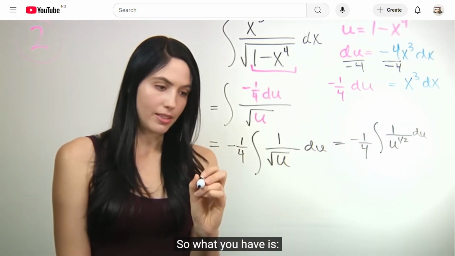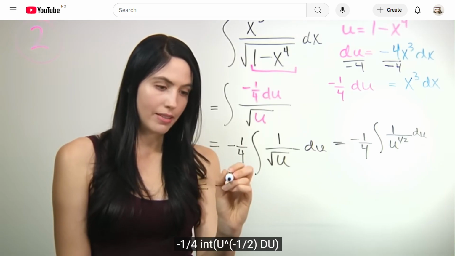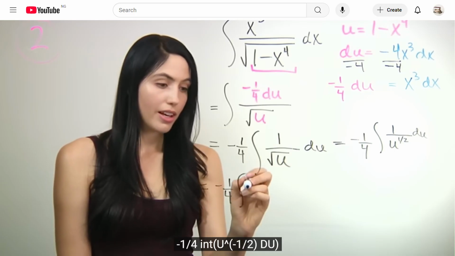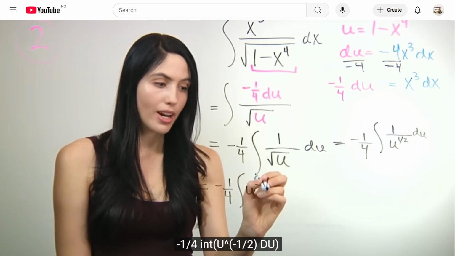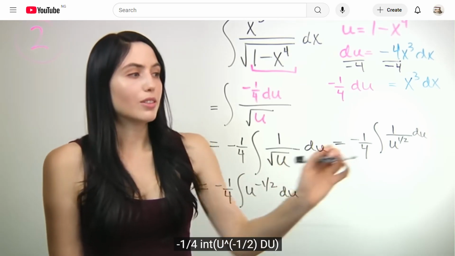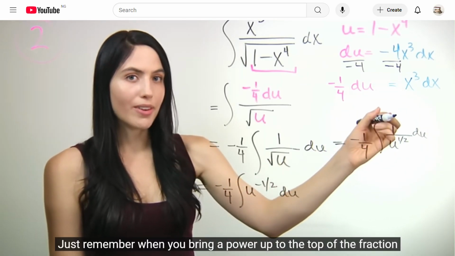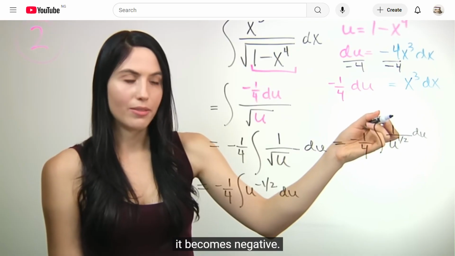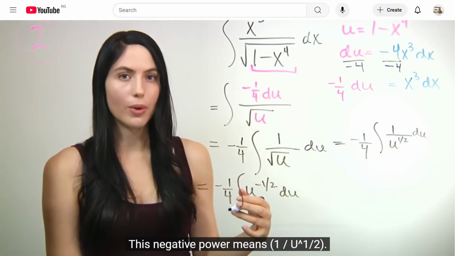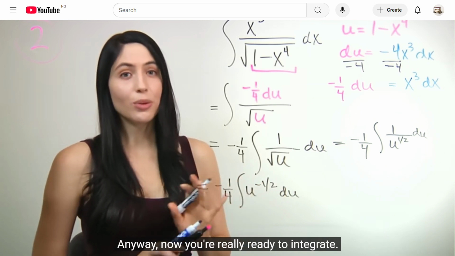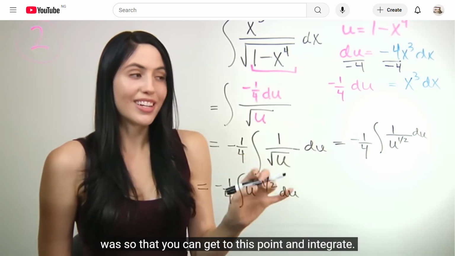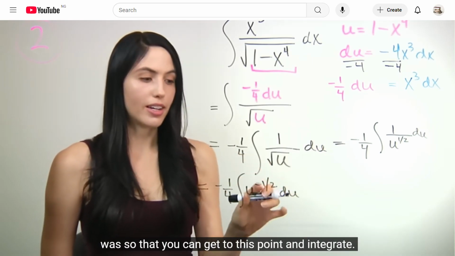So what you have is -1/4 integral of u to the -1/2 power du. Just remember, when you bring a power up to the top of the fraction, it becomes negative. This negative power means 1 over u to the 1/2 power. Anyway, now you're really ready to integrate. All that work of doing u substitution was so that you can get to this point and integrate.